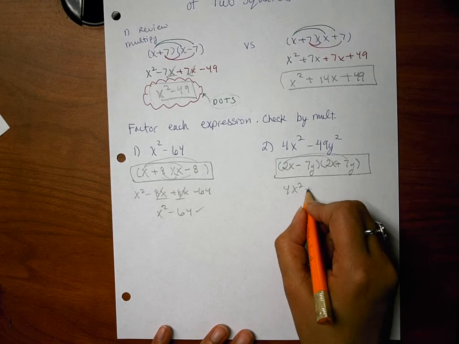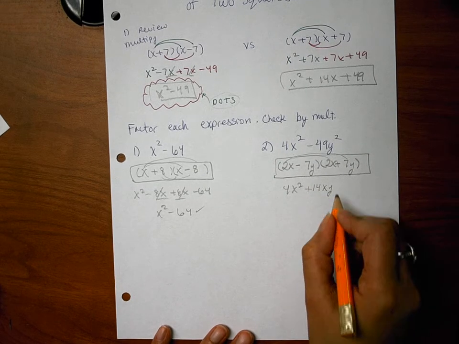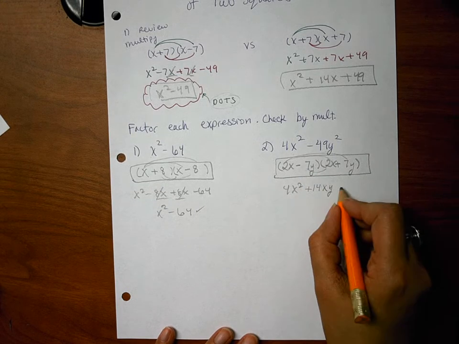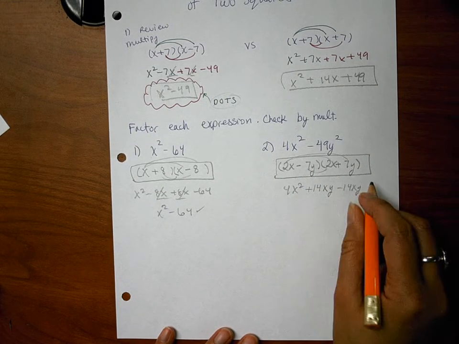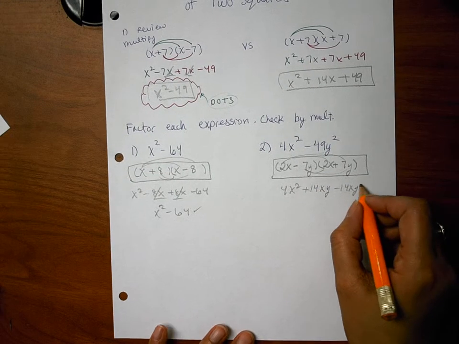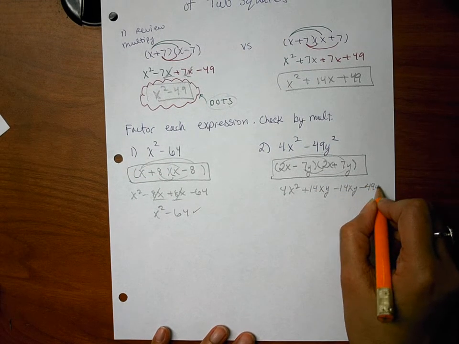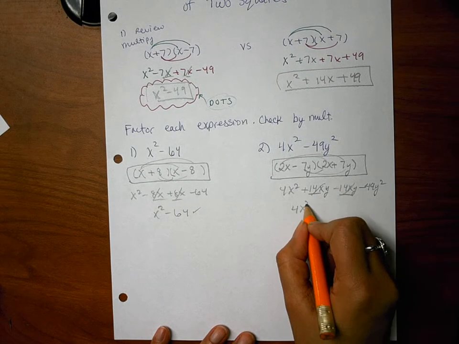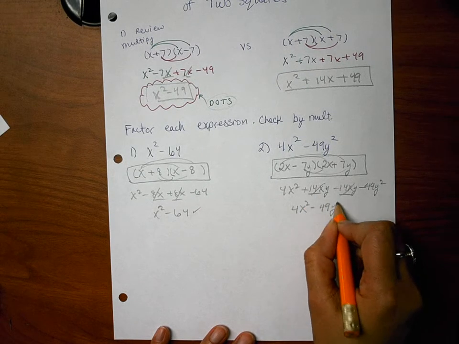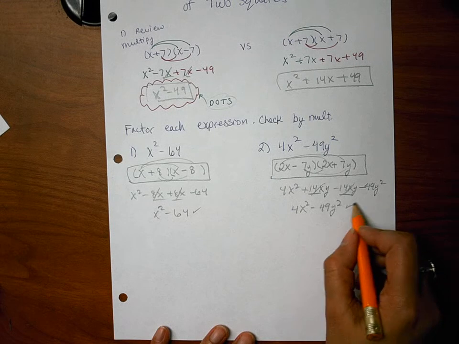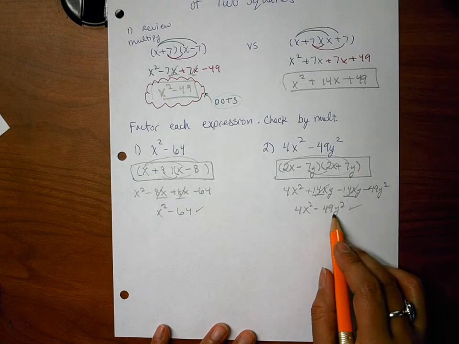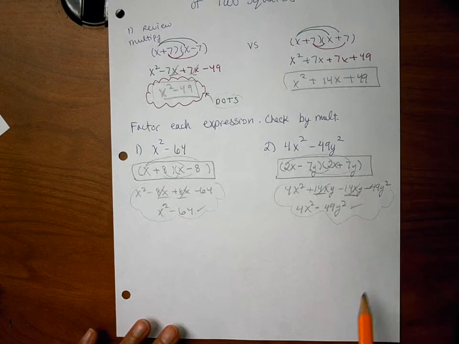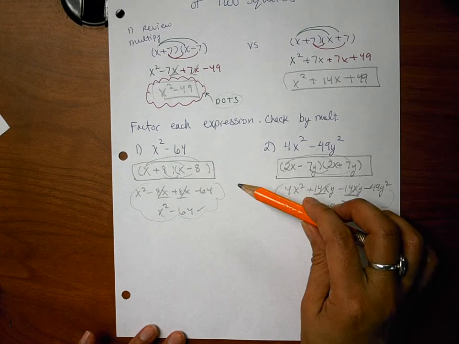It did say to check. Let's check. 2x times 2x is 4x squared plus 14xy. X times y is xy. And inside here I get negative 14, another xy. And at the end, negative 7 and positive 7 is negative 49y squared. Middle terms, add them up, they undo each other. 4x squared minus 49y squared, which is what we started with. Check. This is not our answer. This is just our check work. This is part of showing your work.